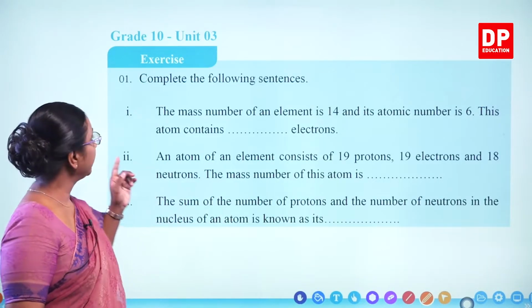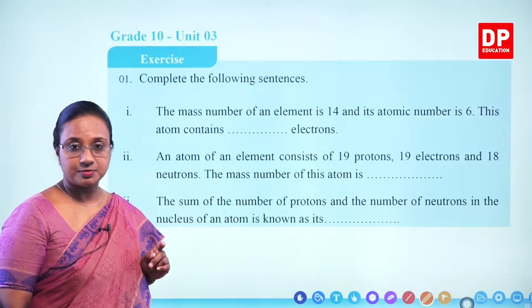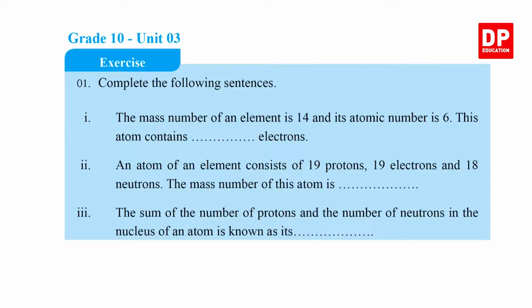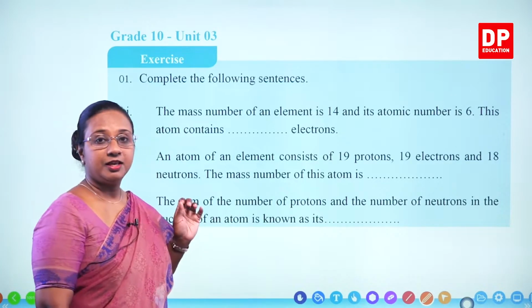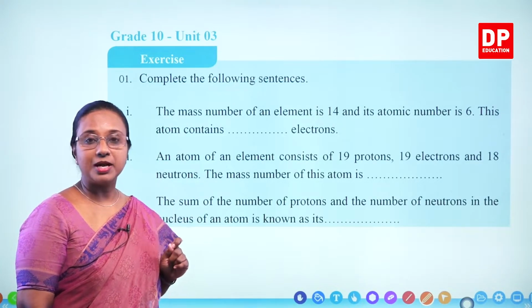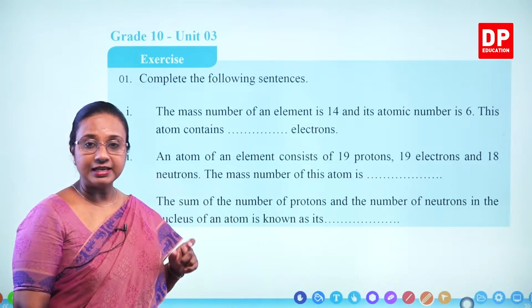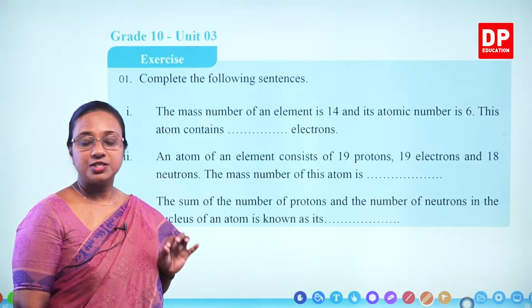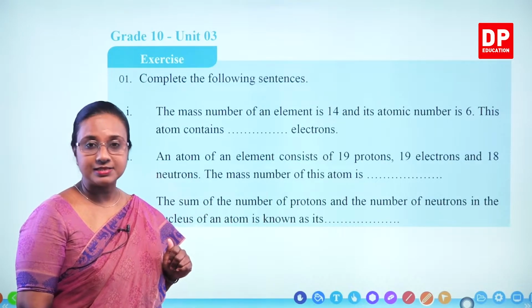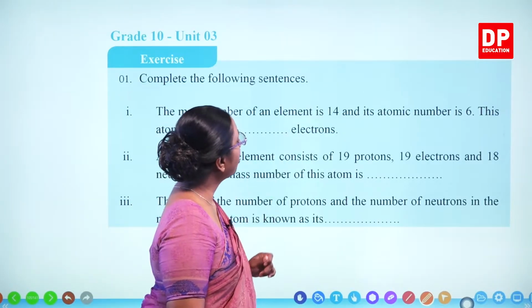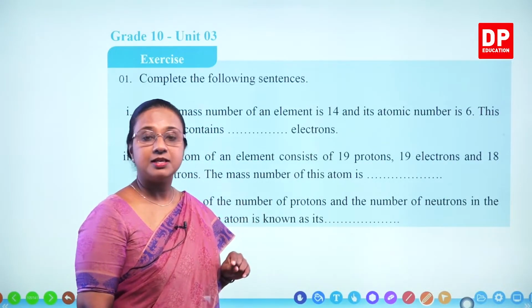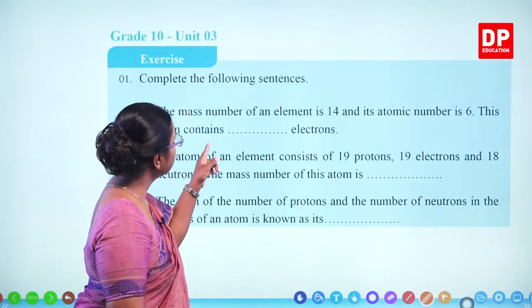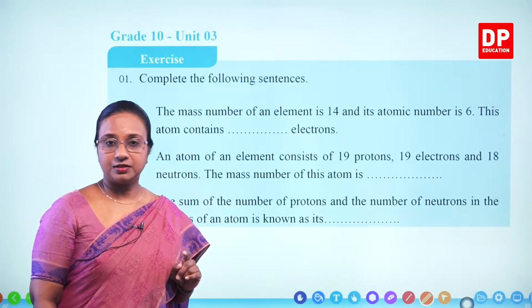We will start off with the questions given in your textbook. The exercise. Complete the following sentences. The mass number of an element is 14. When we say mass number, you remember what that is. Each element, the atom, has an atomic number which is unique to the element, and the mass number. The mass number of an element is 14 and its atomic number is 6. This atom contains dash number of electrons.